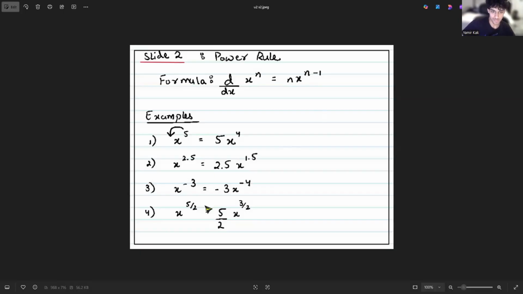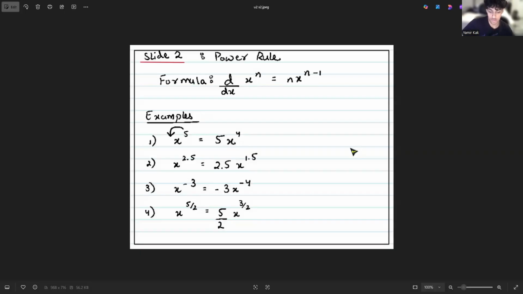So imagine we have the function x to the power of 5. Using our power rule formula, d over dx of x to the power of 5 would give us 5x to the power of 5 minus 1, right? When we bring the 5 down and subtract the 1, it would just give us 5x to the 4. All right, that one's pretty simple, that one's pretty easy.